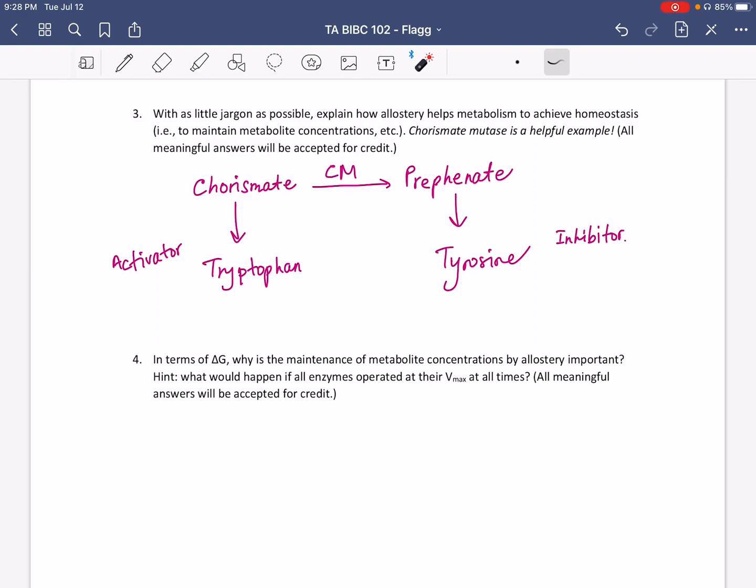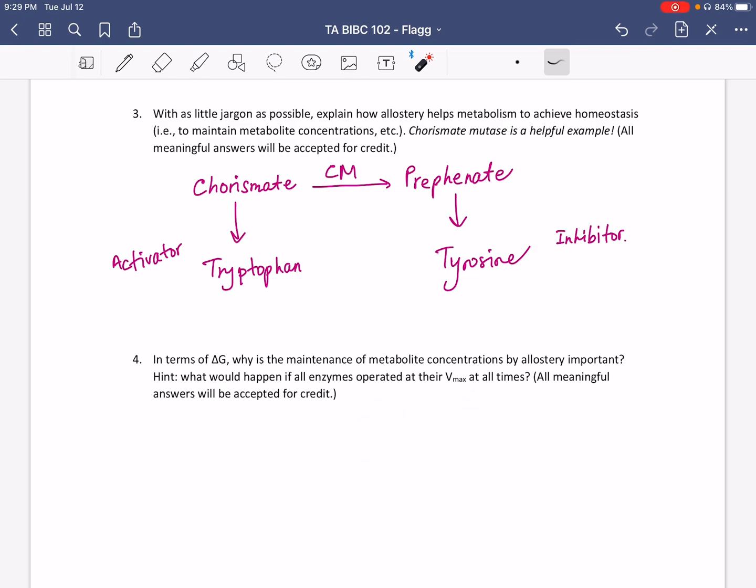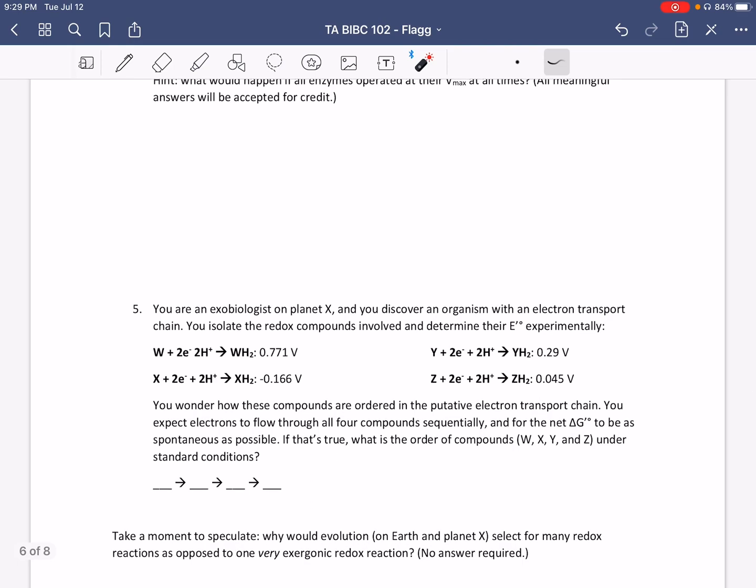It's just, if we think about it black and white, then if every enzyme is working at its Vmax, a lot of product will be formed. And if there's no allostery, if there's no sort of negative feedback to tell these enzymes to calm down and not work at their Vmax, then delta G will over time change as well, because if we change the concentration of products over reactants, that will affect delta G. Okay, so that's sort of what we want you to think about for number 4, and anything else that I didn't mention but you want to mention.